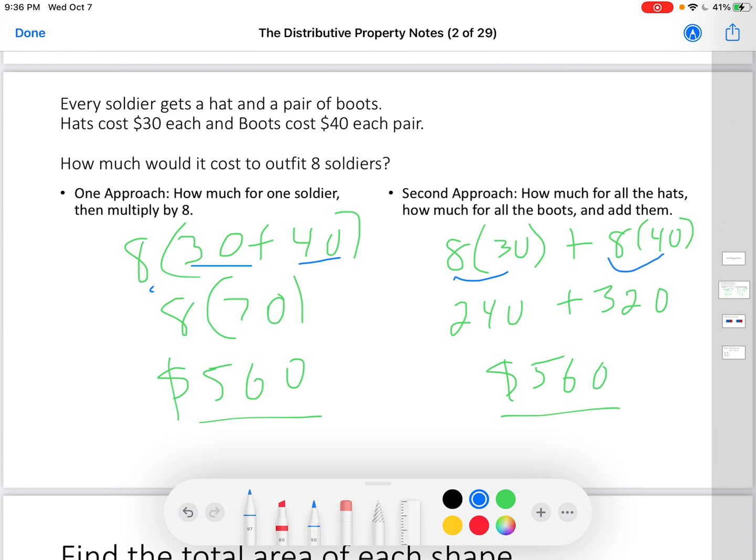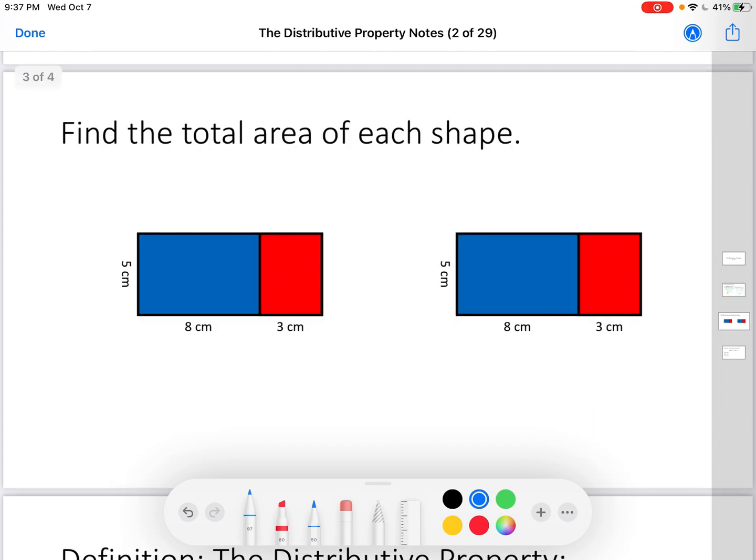This is called the distributive property because what you can do is 8 times 30 and 8 times 40. And what we're doing is taking that 8 outside of the parentheses and distributing it across all the terms inside the parentheses. We're going to do 8 times 30 and 8 times 40, and we will get the exact same answer. Here's another way to think about it.